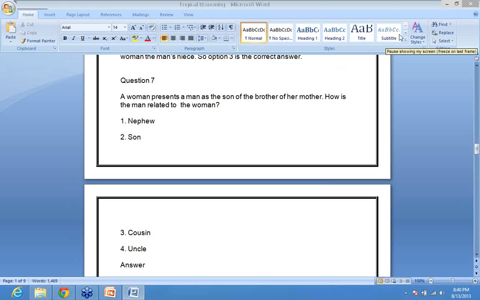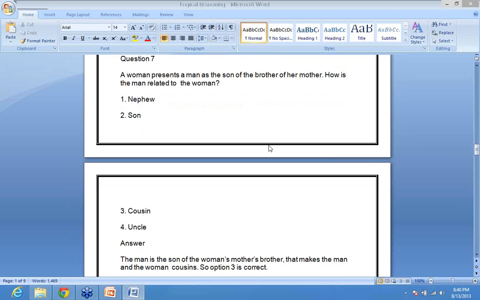I see mixed answers here. Option 3 is correct, cousin. So Sarupa, please check your answer. Cousin is the right answer here. The question says, a woman presents a man as the son of the brother of her mother. How is the man related to the woman? Just think in terms of your family. Srinath, you are wrong. Cousin is the correct answer. Son would not be correct.